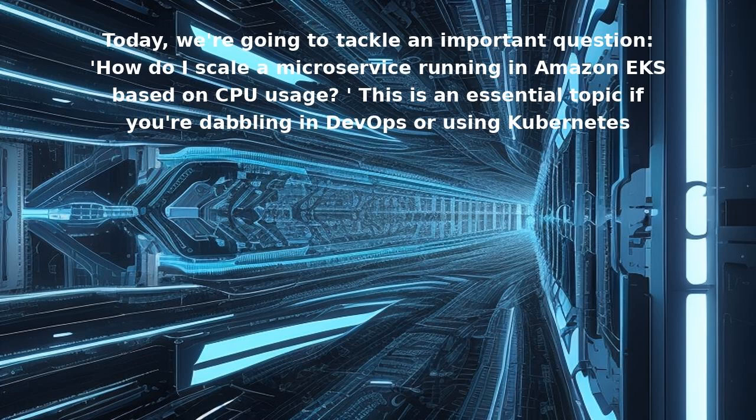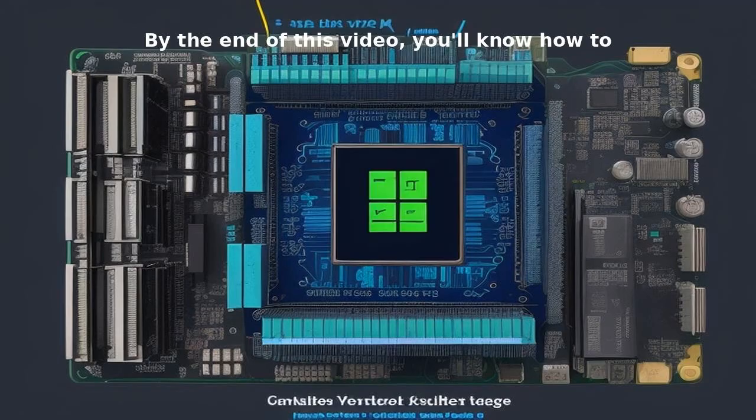Let's begin. First off, let's discuss what EKS is. EKS stands for Amazon Elastic Kubernetes Service. This is a fully managed service that makes it easy for you to run Kubernetes on AWS without needing to install, operate, and maintain your own Kubernetes control plane or worker nodes.